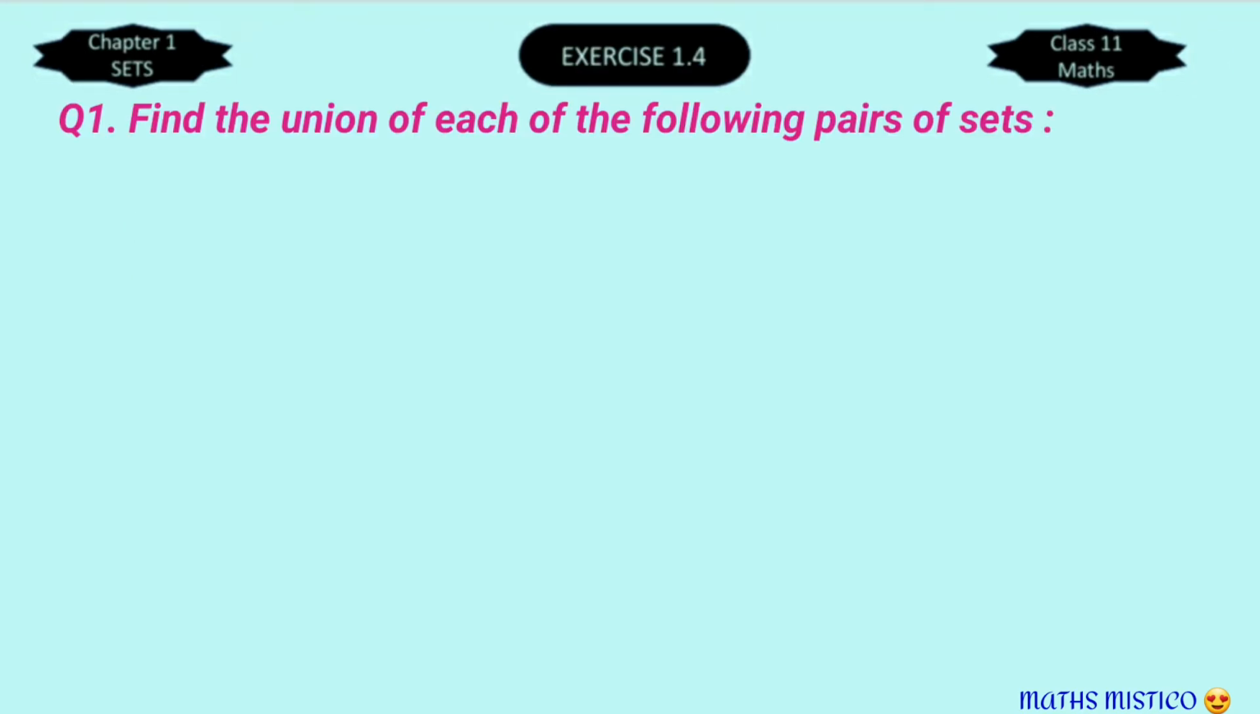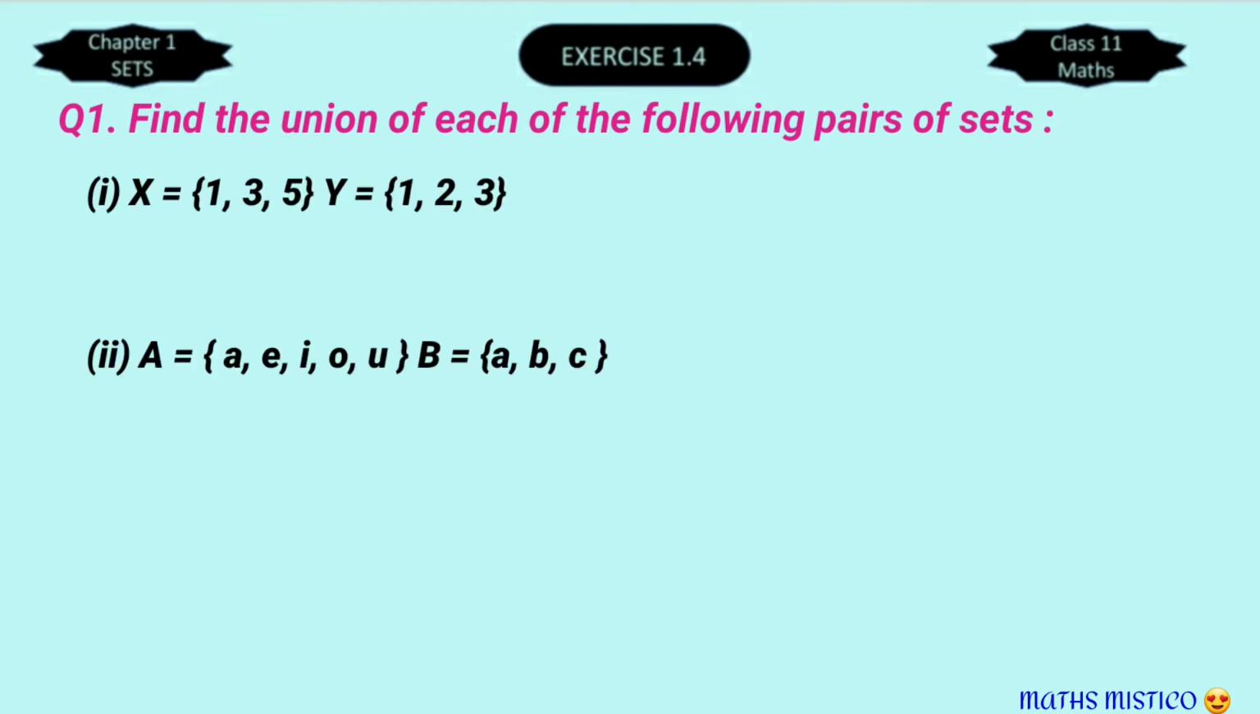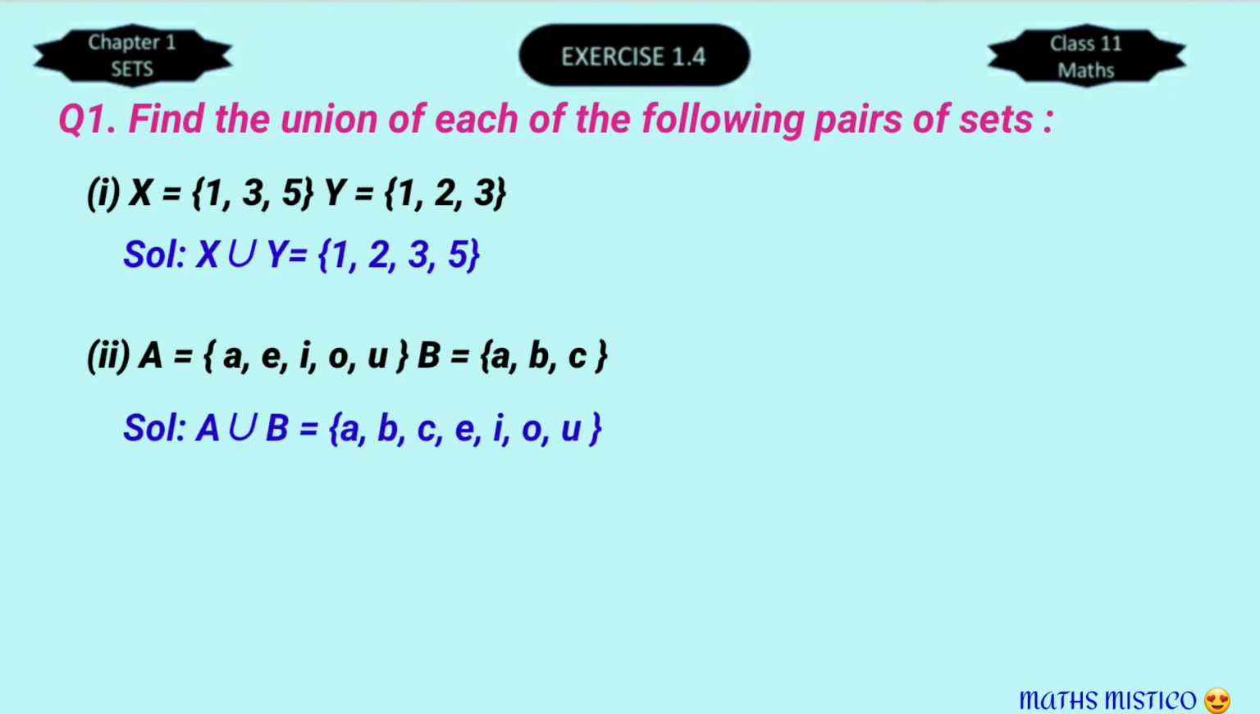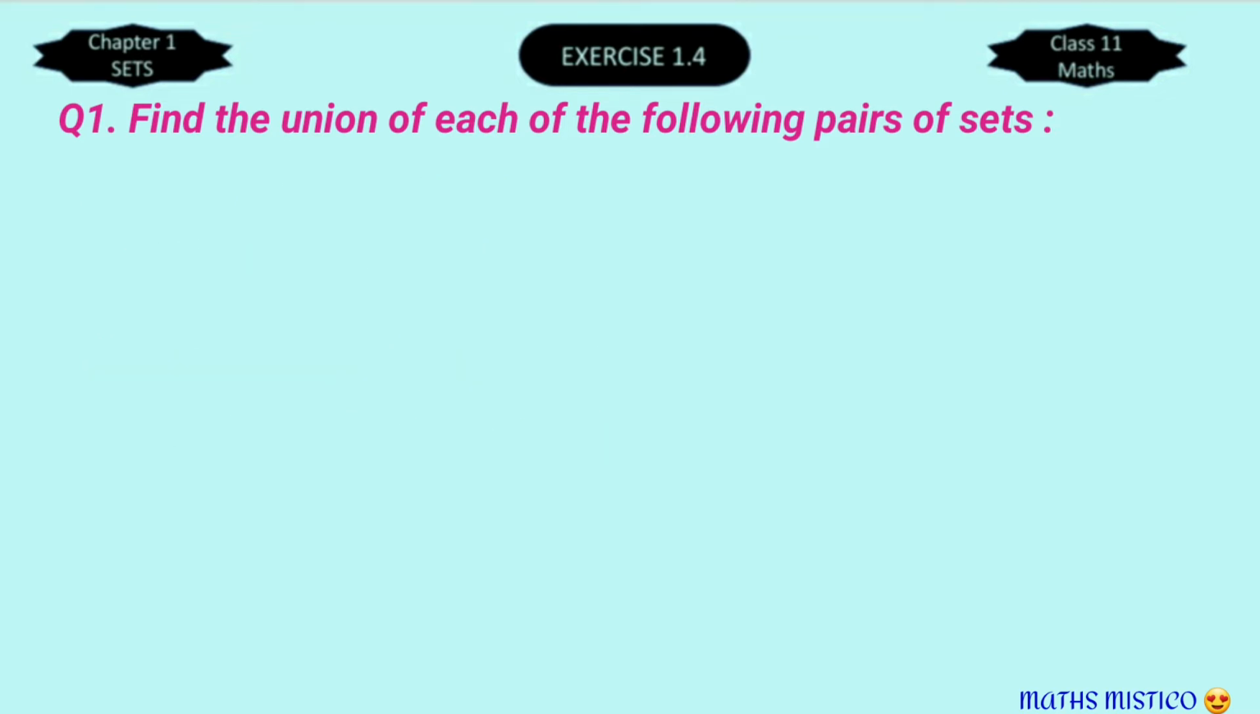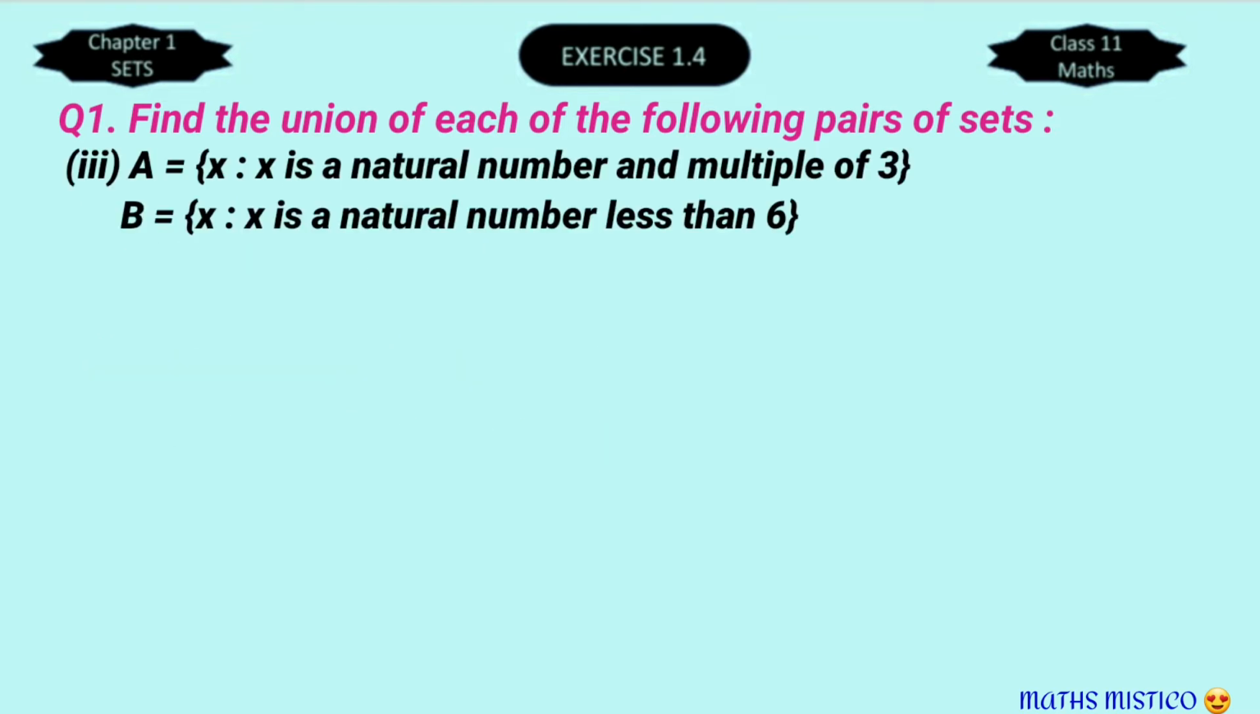In the first question, we are asked to find the union of the given sets. To find the union, we have to write all the elements of the first set and then the elements of the second set which are not present in the first one. So you can easily do the first two parts. As the order of elements does not matter, you may write in any order. In the next two parts, the sets are given in set builder form. So let us convert them into roster form in order to know what are the elements present in these sets.